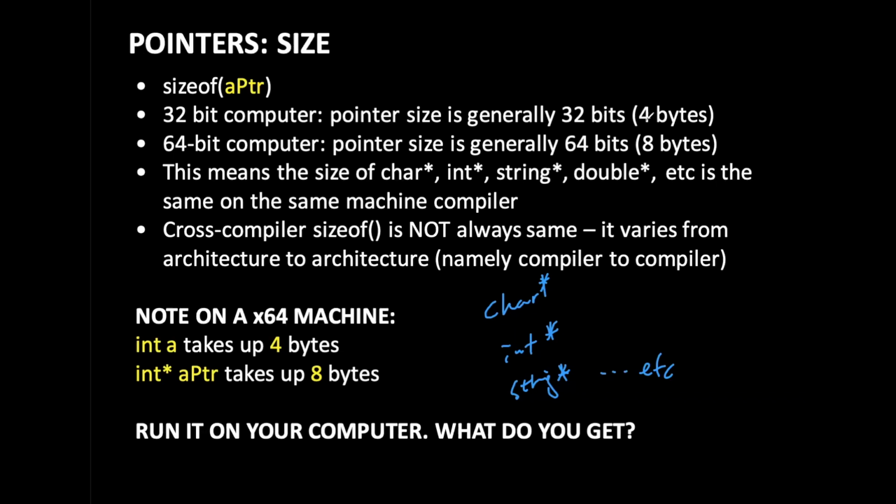And these are char star, integer star, string star, etc. And when you do a sizeof, meaning when you print out the size of each of these pointer types, you'll get a number back. On a 32-bit computer, that pointer size is generally 4 bytes, whereas on a 64-bit computer, that size is generally 8 bytes. You can run this on an IDE and see for yourself. Remember, when a variable is declared on the stack, such as an integer variable, this integer is 4 bytes. However, if you declare a pointer type that points to an integer, that's what we call an integer pointer. This integer pointer takes up 8 bytes. So run it on your computer and see what you get.